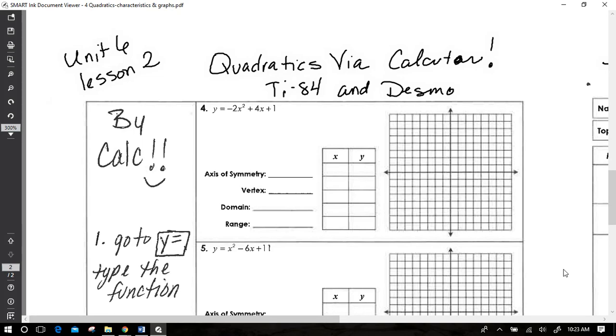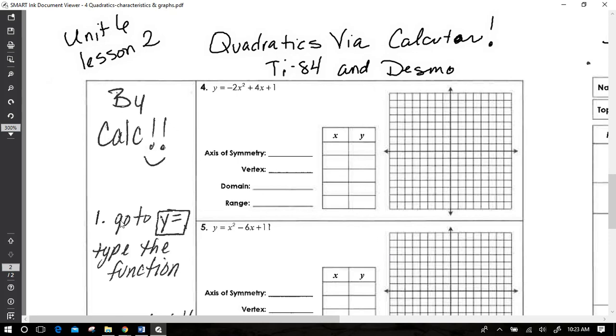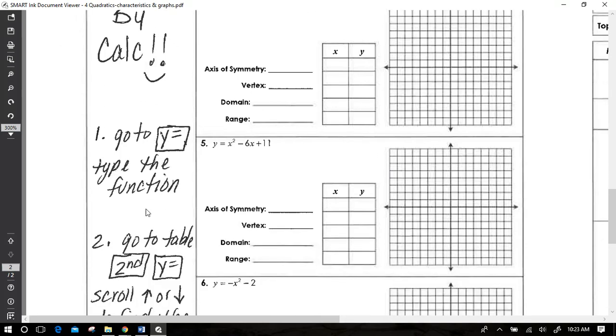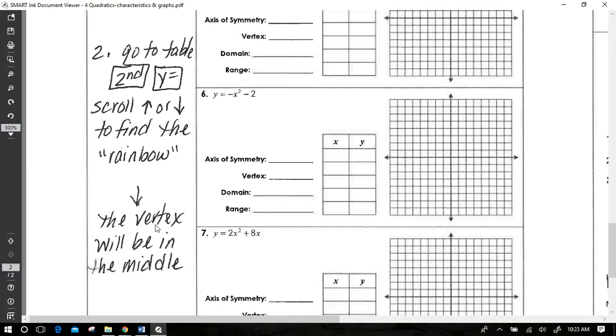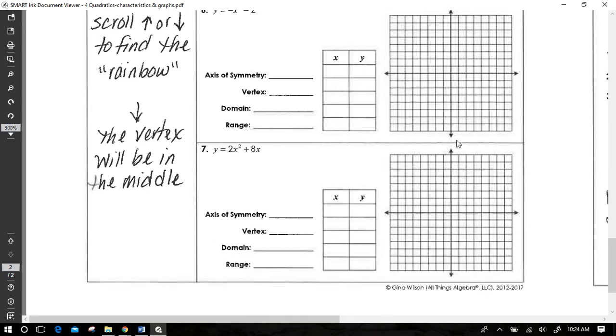But out to the left-hand side, I have my notes for how we're going to do this. All right, so by calculator, we need to go to y equals and type in the function. We will go to the table by hitting second graph, and we'll scroll up or down to find the rainbow. I kind of showed you a little bit of how to do that at the end of our last lesson. And then finally, the vertex is going to be in the middle. That vertex is going to help us determine the axis of symmetry, the domain, the range, and give us the ability to fill in this table and graph it all very quickly.